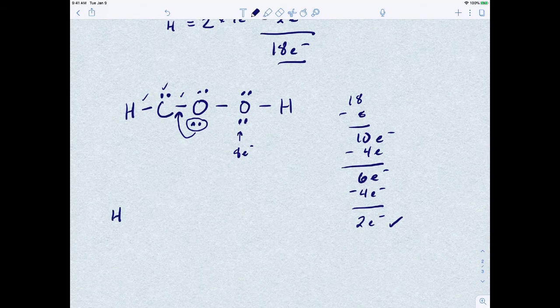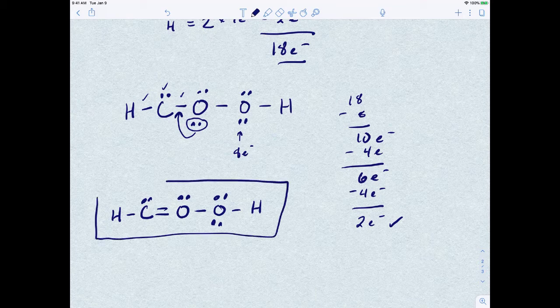So here's what we got. Carbon, double bond to an oxygen, connected by a single bond to another oxygen, connected to a hydrogen. So this is a possibility. At this point, this structure that we have is a potential Lewis structure. It's following the octet rule.